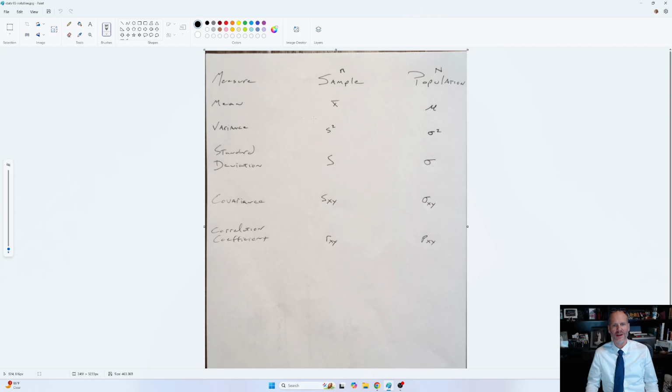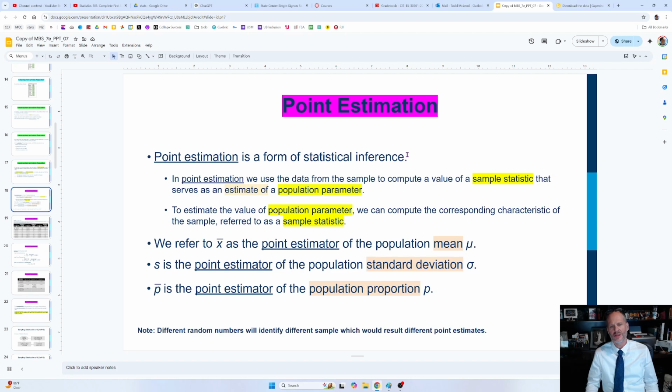And if we have a variance, this is the notation for variance for a sample and variance for a population. The sample variance is a point estimator for the population variance. The sample standard deviation is a point estimator for the population standard deviation, and so on and so forth. So X bar is a point estimator for the population mean, and s, the sample standard deviation, is a point estimator for the population standard deviation.